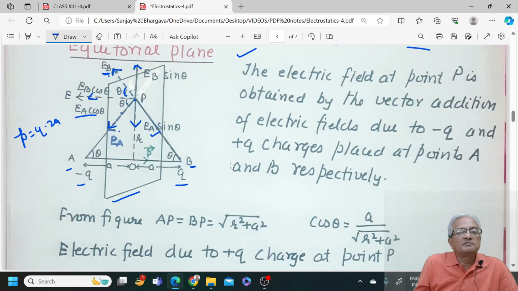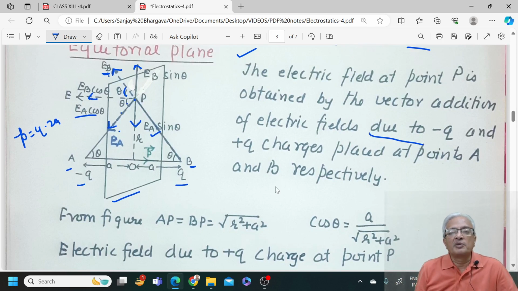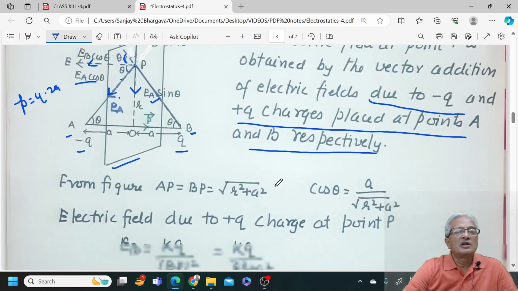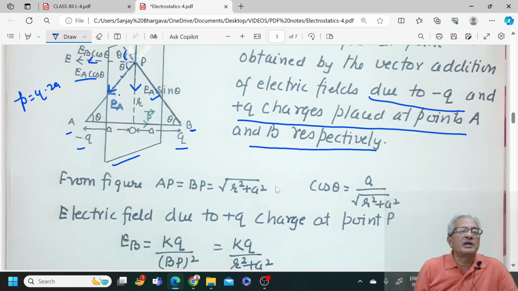So we have here the same thing we have written here. The electric field at point P would be obtained by the vector addition of the electric fields produced by the minus Q and the plus Q charges placed at the points A and B respectively. Now from this figure, we can calculate the distance AP. It's a right angle triangle. AP would be equal to BP and it would be equal to under root of R square plus A square.